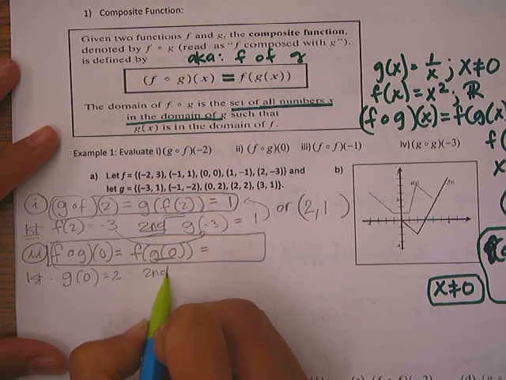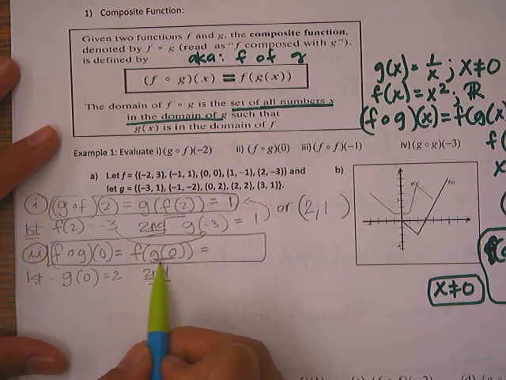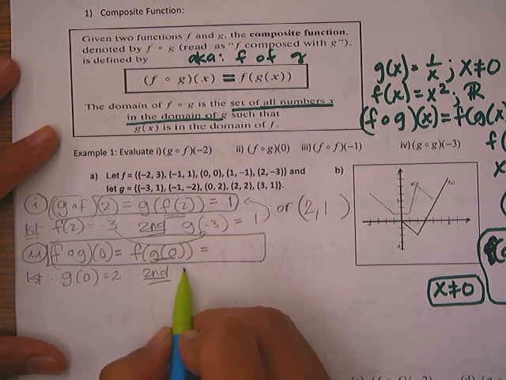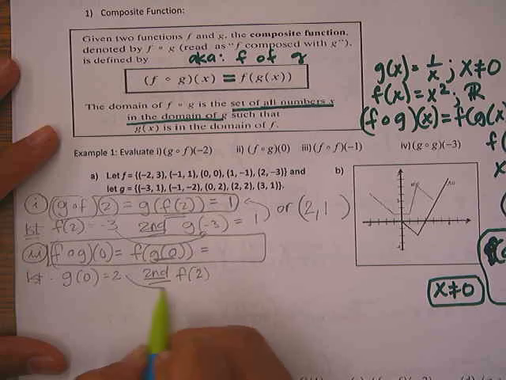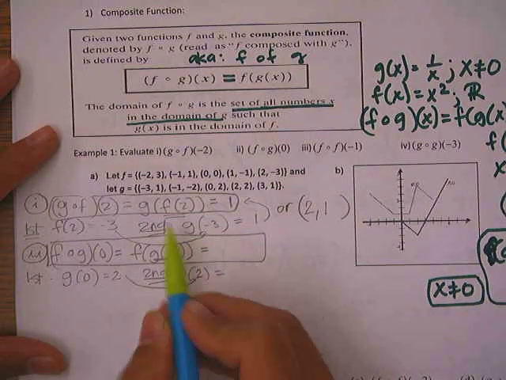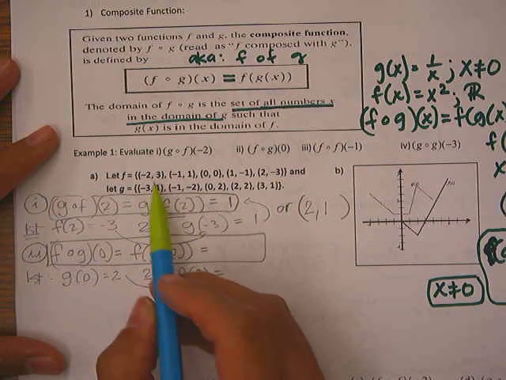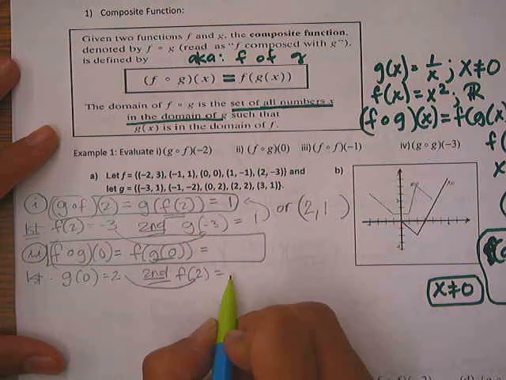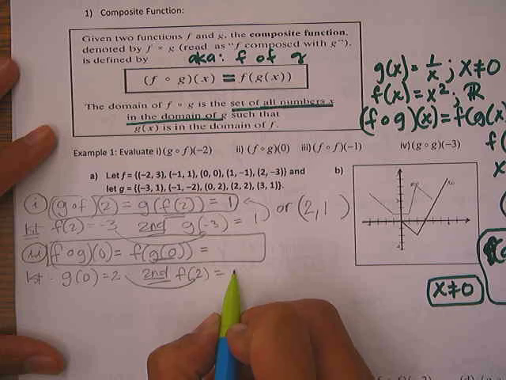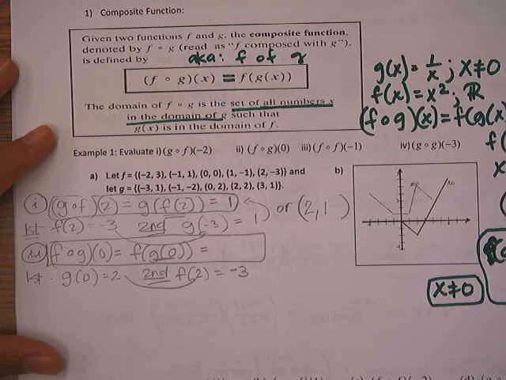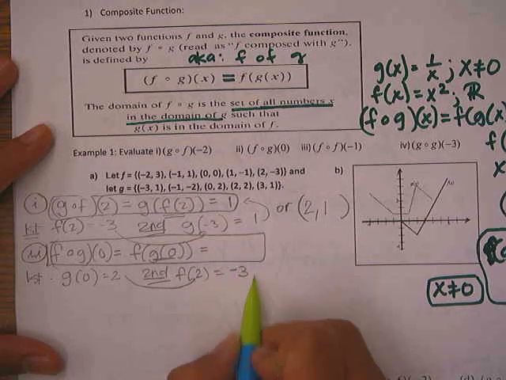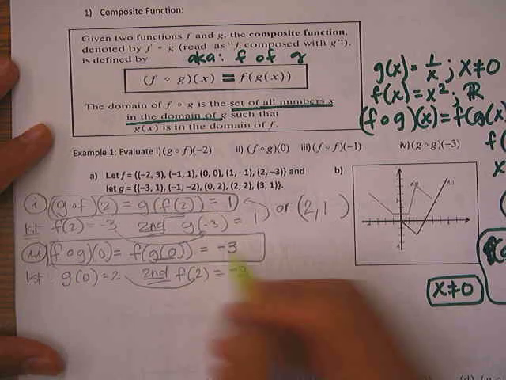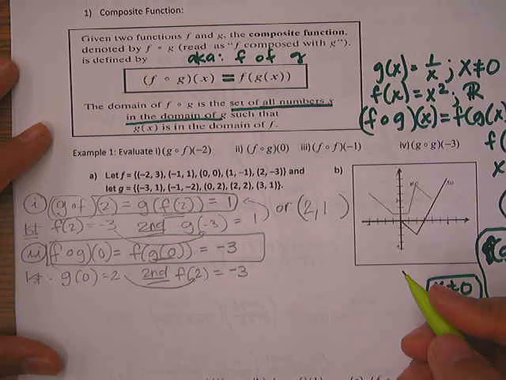Then the second step. We are done with this, so take whatever you have. Now we're going to do f of 2. This answer goes here, and now we need to focus on the f function. Here's 2. F of 2 is negative 3. So my last output is what the composition is supposed to be.